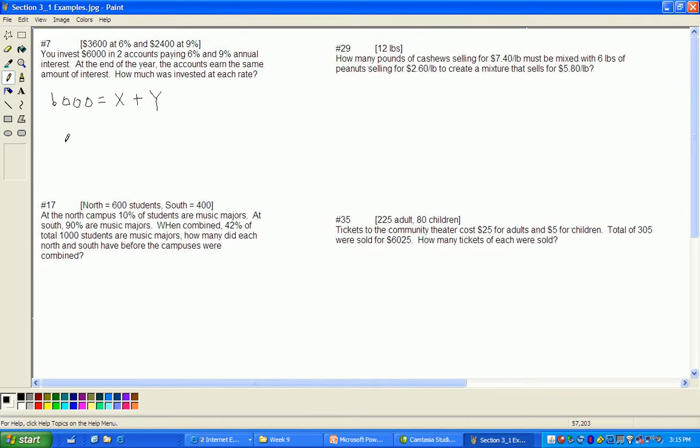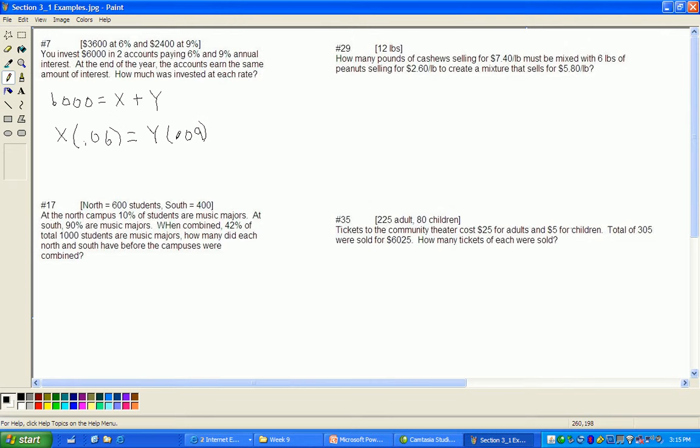The next thing we know is that X times the interest that we earn at 0.06 is equal to the amount of interest we earn at the second rate, which is Y times 0.09.